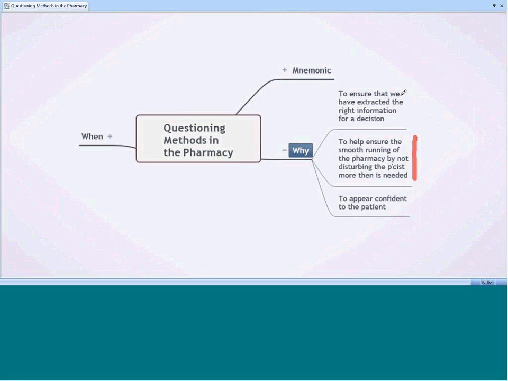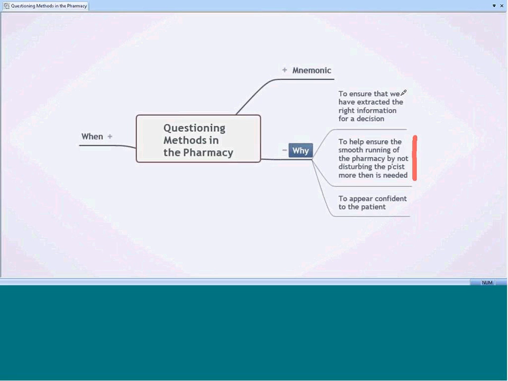So not only will it help with a smooth running of the pharmacy, but it will also eventually help reduce error rates in the pharmacy by not having to disturb the pharmacist all the time.